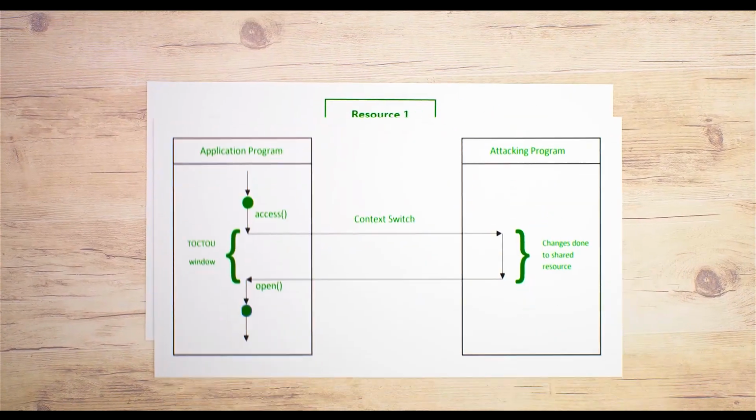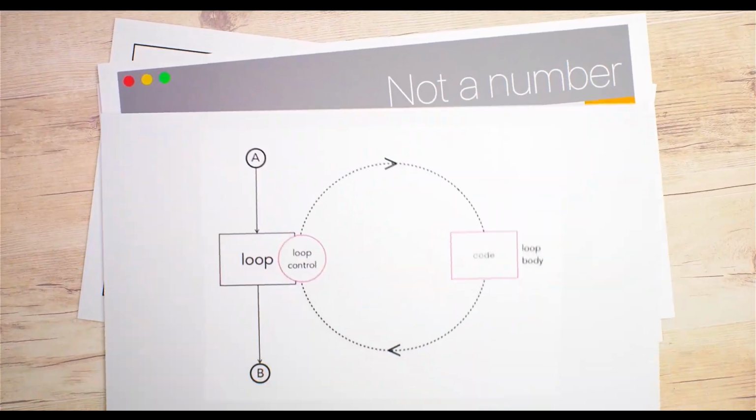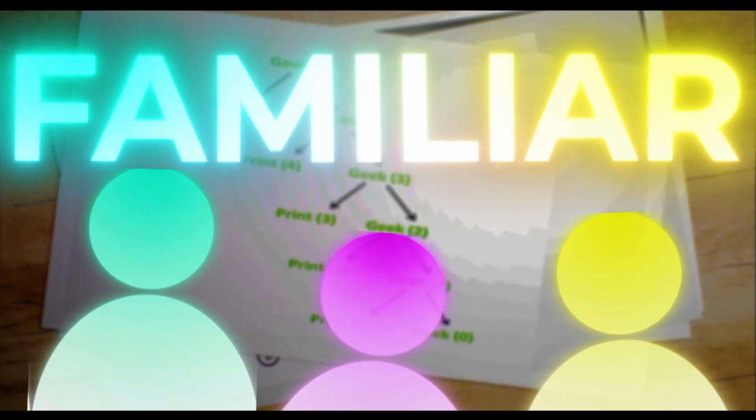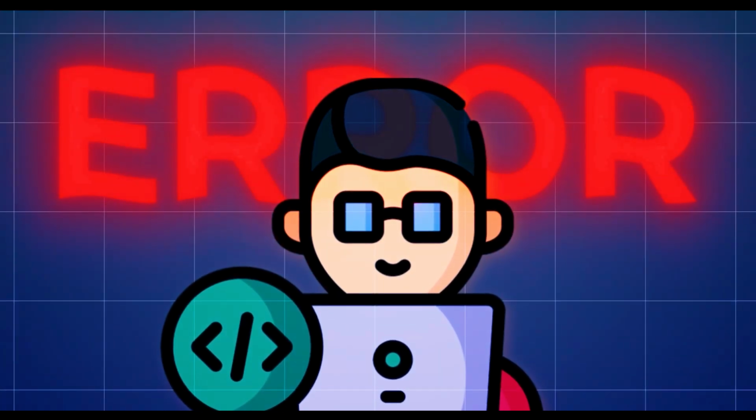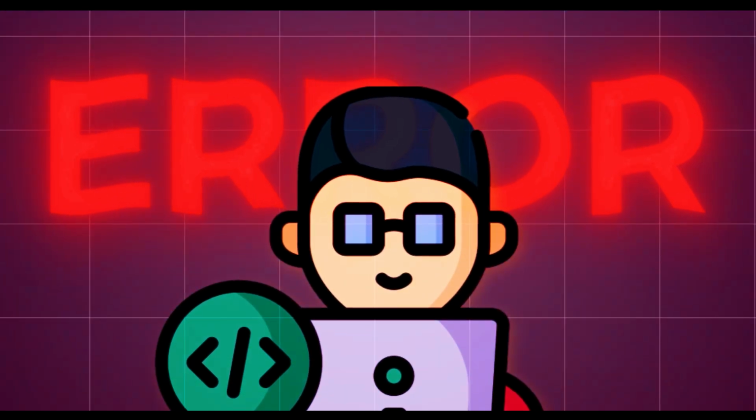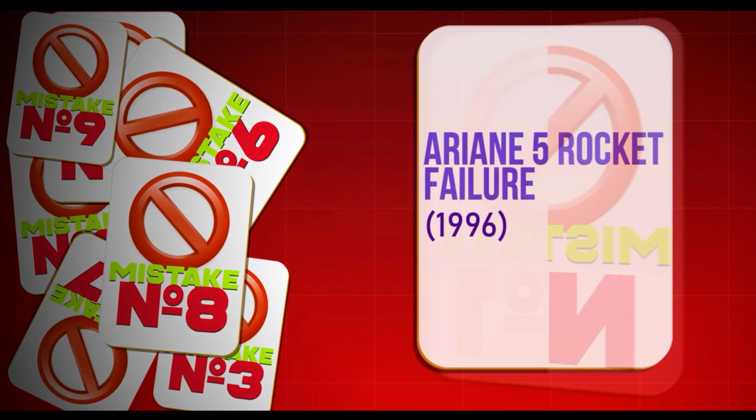Deadlock, race condition, division by zero, infinite loops, infinite recursion. Some of you are already familiar with it. The rest of you are just about to encounter it. Just for you, we will tell you about some famous mistakes made by programmers in history and how they affected business and people's lives.